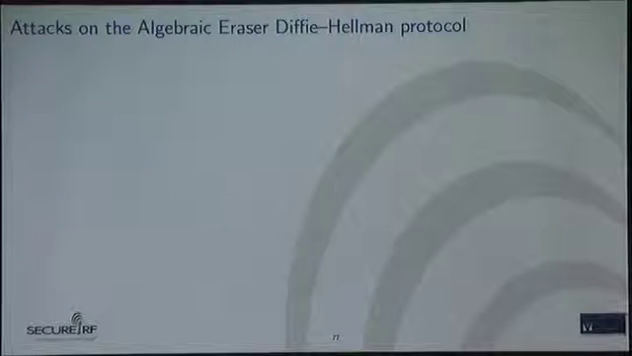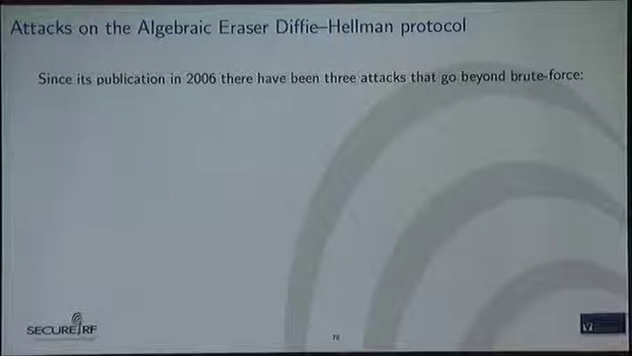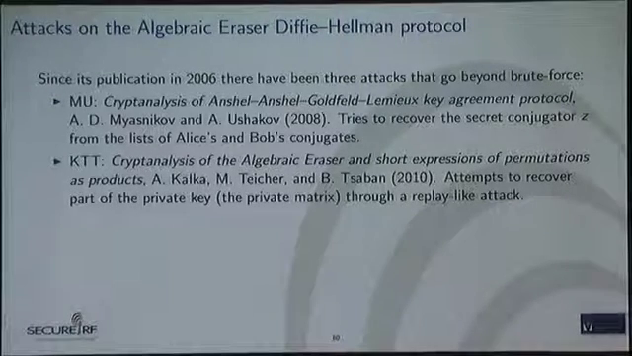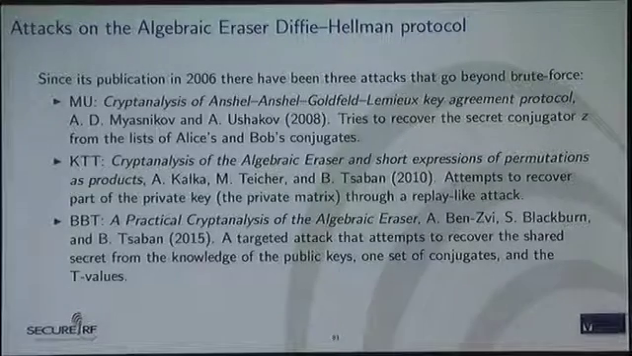So let me go on to talking about the attacks and the security analysis. Basically, since it was published in 2006, there have been 3 attacks on Algebraic Eraser, other than the brute force attacks. Obviously, brute force is the easiest, but there are 3 that go beyond that. The first one is an attack that tries to discover the secret conjugator. The second attack is trying to recover part of the public key. And the third attack, which was just published last November, is a targeted attack that tries to recreate the shared secret. Now, I'm going to go into more detail on some of these.